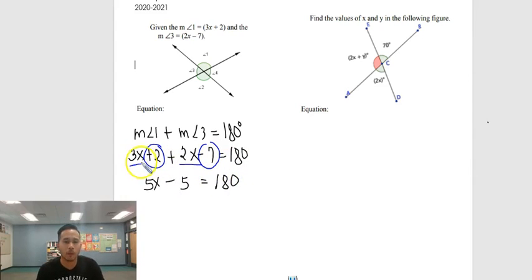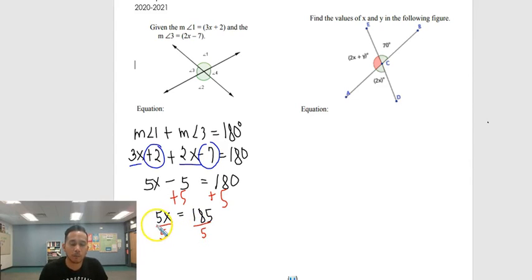Okay? Did you get that? So I added 3 and 2, which is 5x. Positive 2 minus 7 will give me negative 5. I will add 5 both sides, which will give me 5x. Okay, 5x is equal to 185. Now, I only want the value of x. So what I'm going to do is I'm going to divide both sides by 5. So you have to divide both sides by whatever coefficient you have on your x. So if this is 6, divided by 6. If this is 2, divided by 2. But this one is 5, so I divide it by 5. So x is equal now to, what is 185 divided by 5? It's 37.